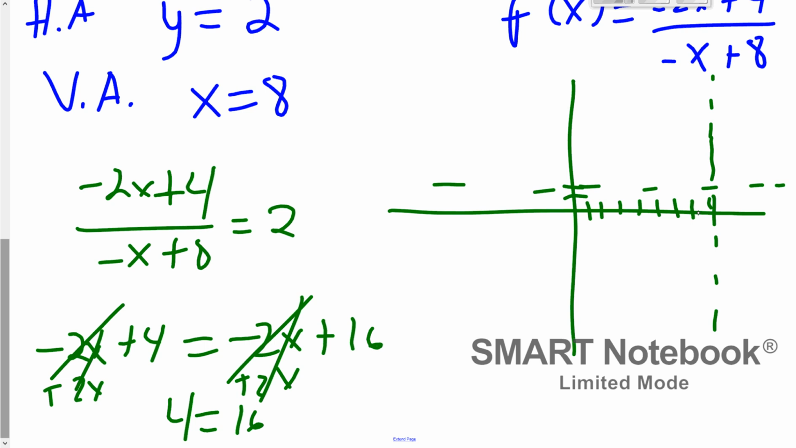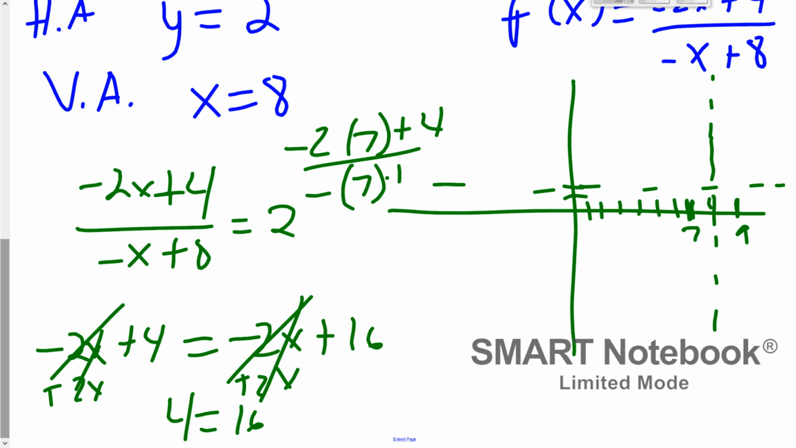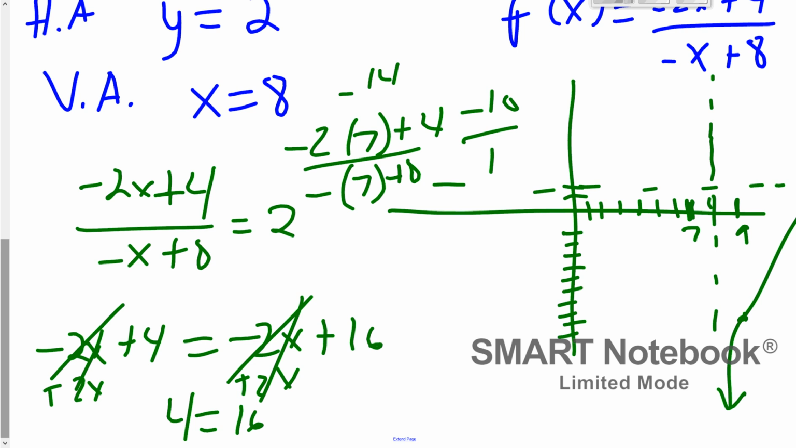Now we can plug in anything. Probably I want to plug in x's that are close to the vertical asymptote, maybe one on each side, so maybe 9 and 7 into our original. So negative 2 times 7 plus 4 over negative 7 plus 8. So that is negative 14 plus 4 is negative 10, and we get a positive 1, so negative 10. So 1, 2, 3, 4, 5, 6, 7, 8, 9, 10. And so something like this, down this way, and it's going to approach that way. That looks terrible, but that's okay.